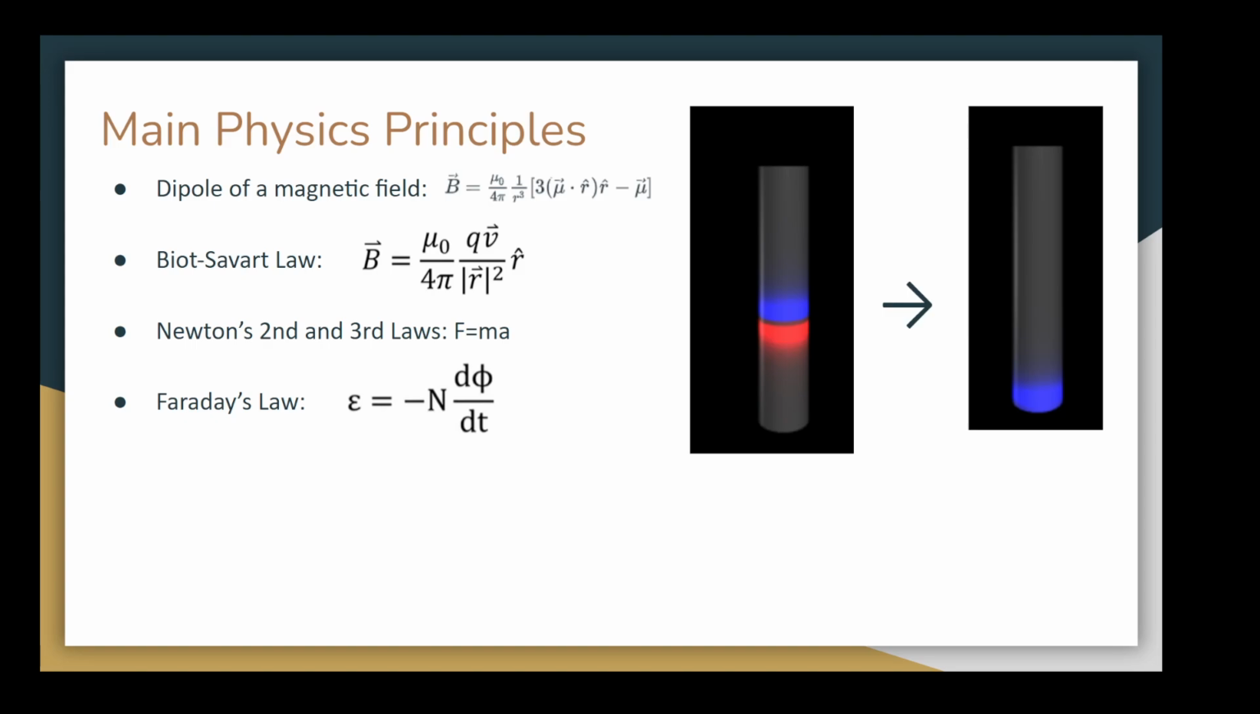The dipole magnetic field, kind of a freaky formula. This is only used in the computational calculations. Biot-Savart law, this is for the induced current. Newton's second and third laws, we use those for acceleration as well as finding the force of gravity. And then Faraday's law is cool.